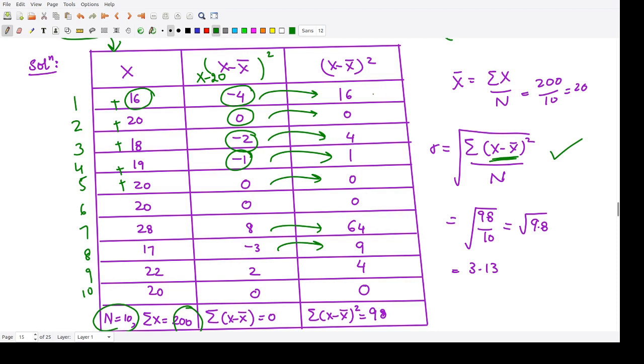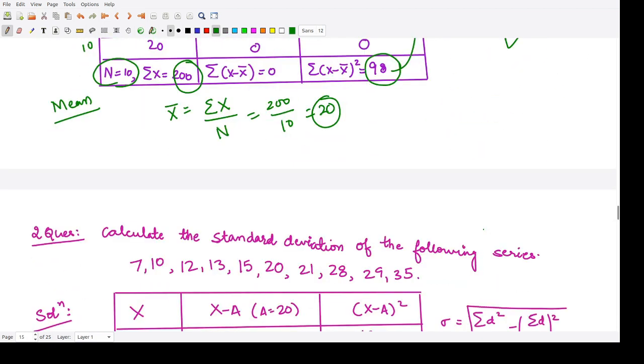Now the next step is to add up all these quantities. When you add up all these quantities, you have 98. When you substitute this 98 here, you have the square root of 98 divided by n. N is 10. So your final answer is 3.13. So this is how you calculate standard deviation for the discrete series.